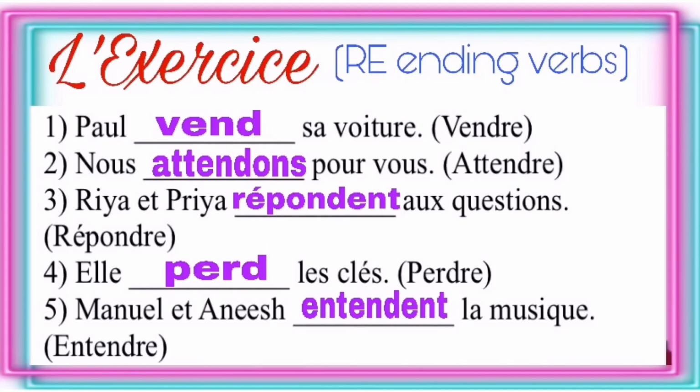Now see the subject first. Paul is a boy, that means we will conjugate vendre with il, and as we know, we do not put anything with il and elle, so our answer will be vend, V-E-N-D. Now the second one is nous dash pour vous, and the verb in the bracket is attendre, which means to wait. With nous we put ons, so it will become attendons.